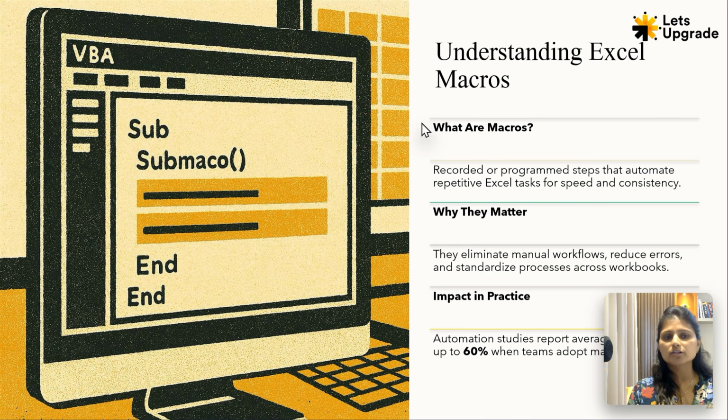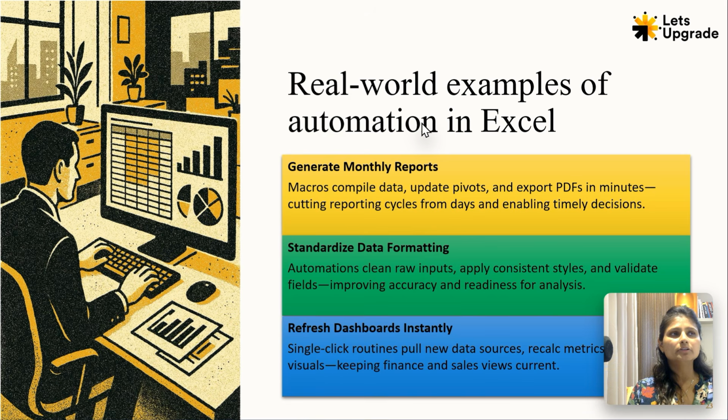So using macros, you can really do a lot of things much faster. And I can say, if you use macros efficiently, and that depends on how effectively you can use the tool, how good you are with the coding or at least with the recording, then 60% of your work will be at a much better level. When we say macros, what are the real world examples where I can actually use this tool?